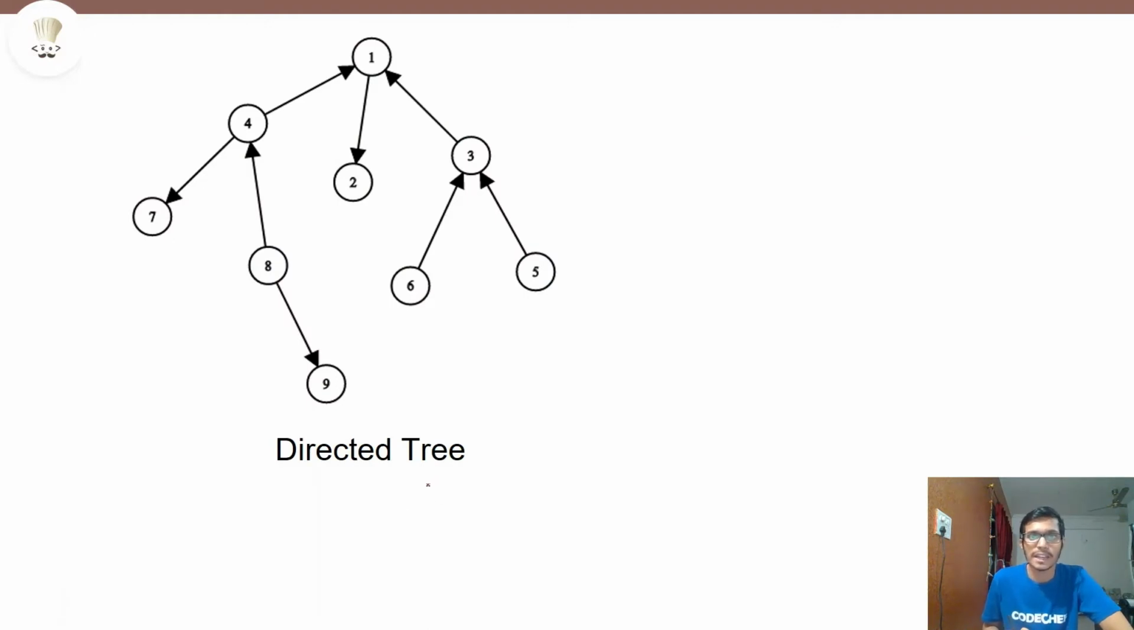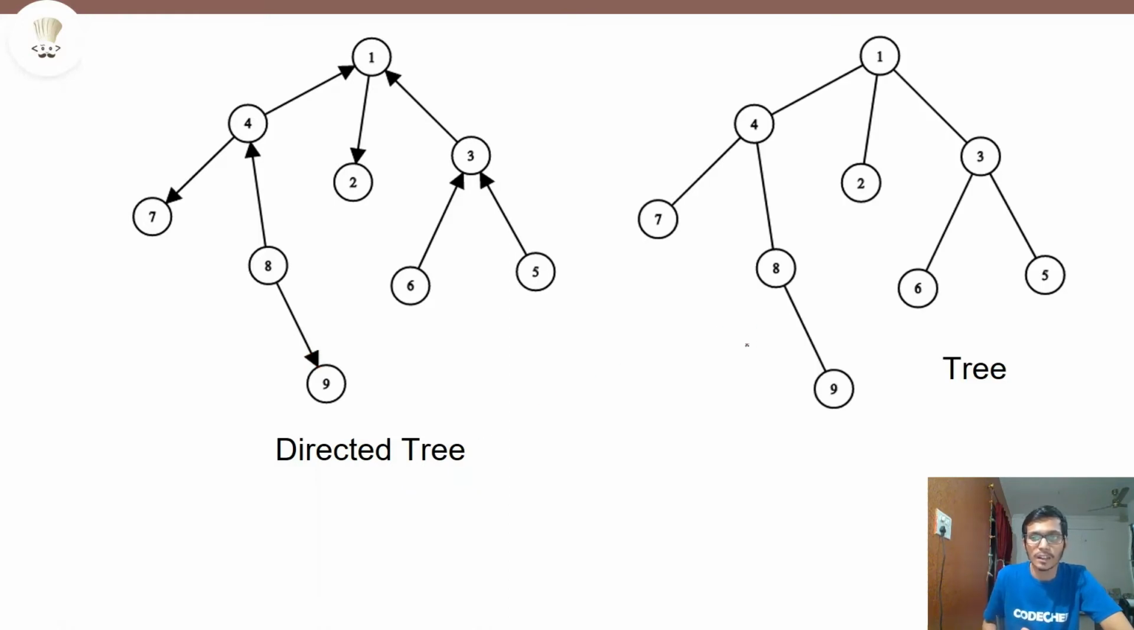This is an example of a directed tree. Why is it a directed tree? Because the structure of the graph looks like a tree and the edges have directions as well. A directed tree can be simply called a tree with its edges having directions. As you can see, if I remove the arrows or the directions from the edges, the figure that I get is equivalent to a tree.